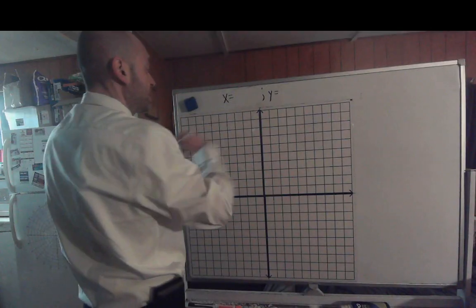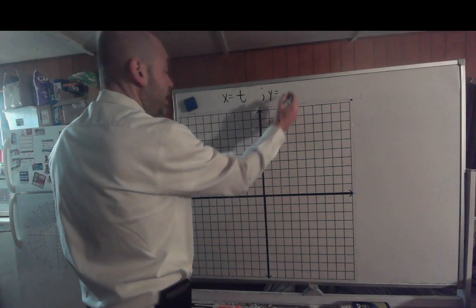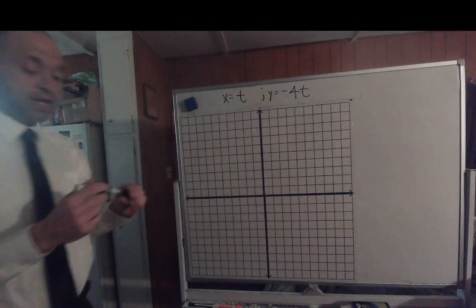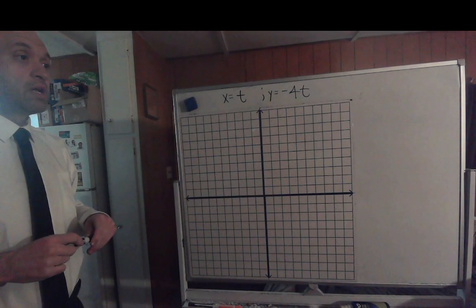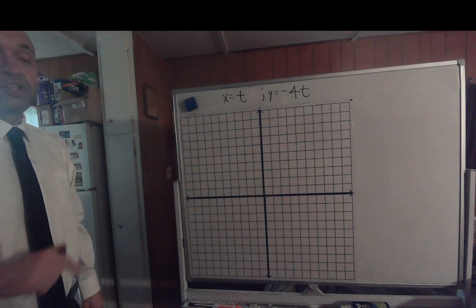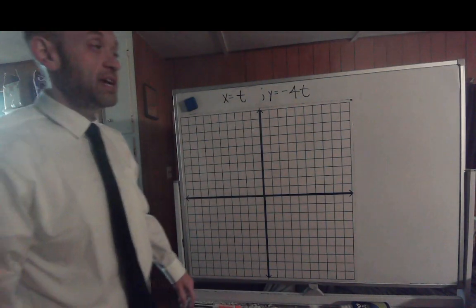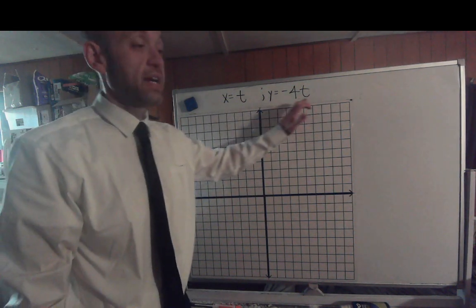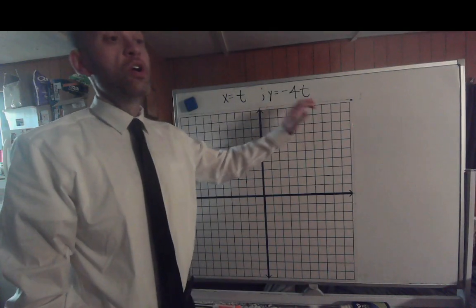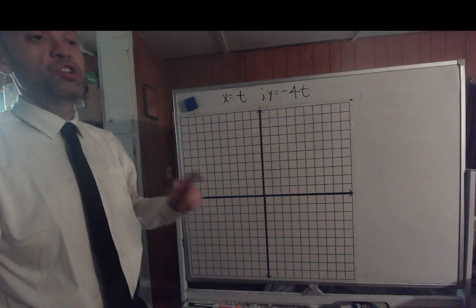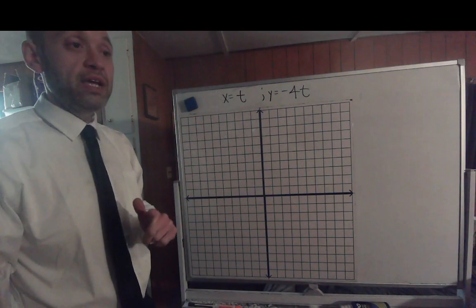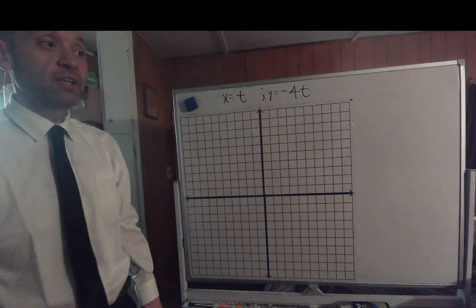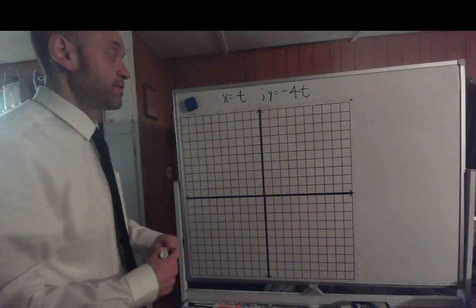So let's say x equals t, y equals negative 4t. Well, one way to do this is you can set yourself up a table of values for t, plug in values for t, and then you'll get your respective x and y coordinates. Or you can go right to eliminating the parameter, which might make your life a lot easier. And some of the equations we're going to do today, you'll be glad we're doing the elimination of parameter first.